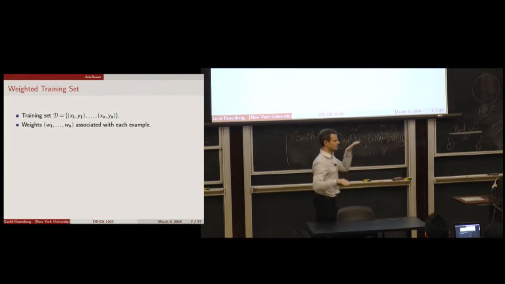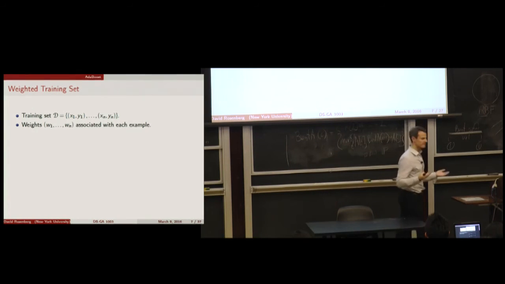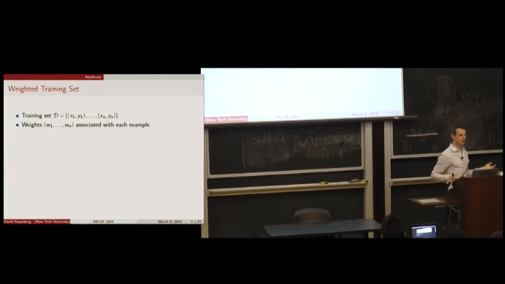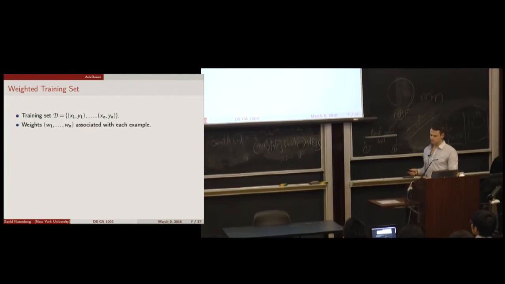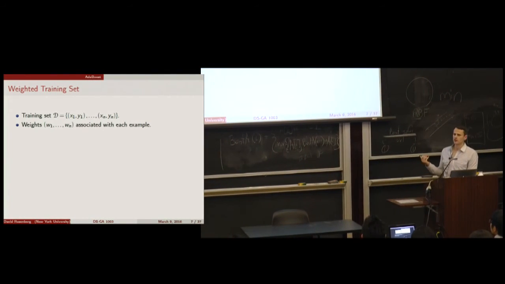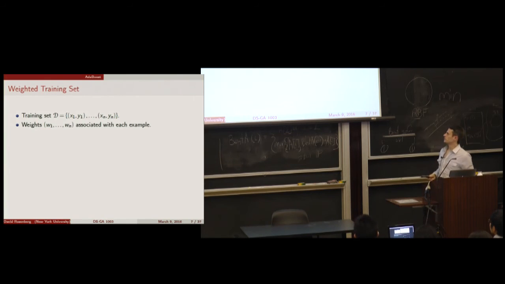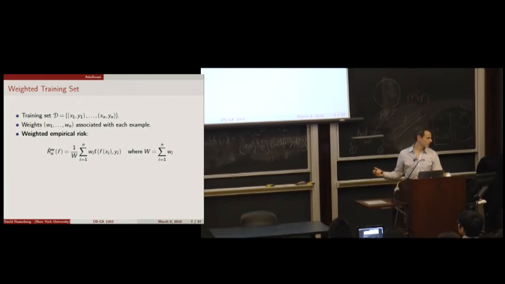So by reweighting the examples, this is how we sequentially adapt to how our prediction function is doing. To actually get there, let's define what we mean by training with weights on the examples. Here's a training set. We have W1 through Wn giving weights to the examples. Let's say they're non-negative.